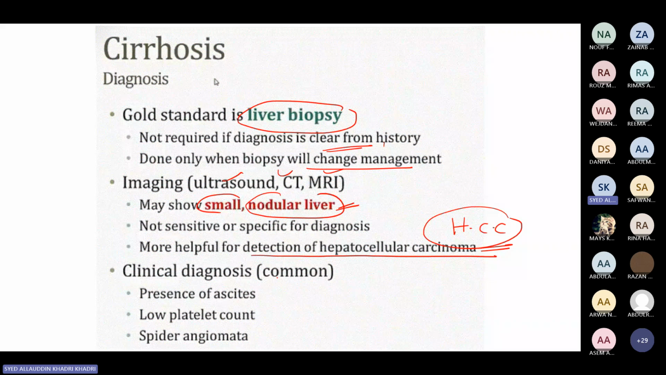Clinical diagnosis is made commonly by the presence of ascites. Already there's portal hypertension going on in the body, so we can easily make it out. Low platelet count, because all the platelets are being consumed by the spleen. We call it hypersplenism. I will try to teach you. Spider angiomata will occur because of hyperestrogenism. All these things are due to derangement of the coagulation factors, so in the form of bleeding, they come clinically with a cutaneous manifestation called spider angiomata.